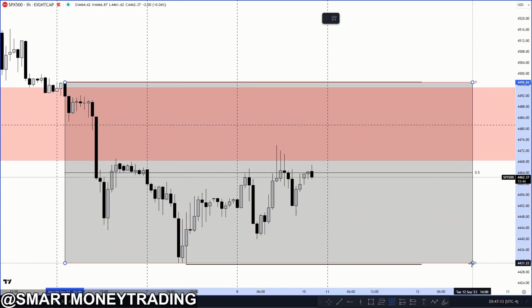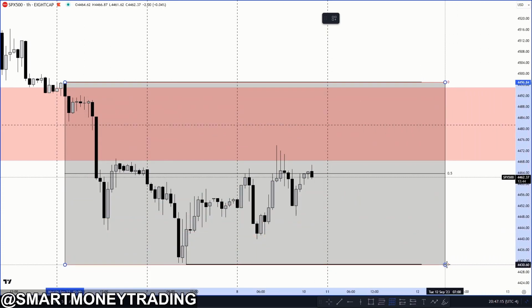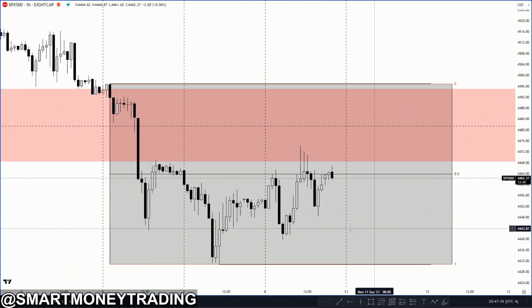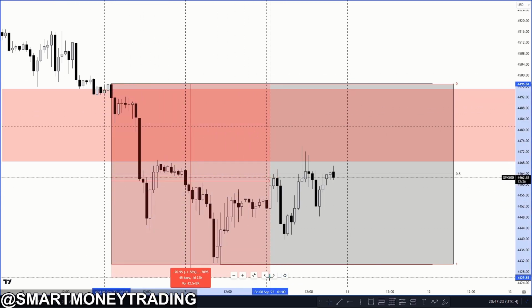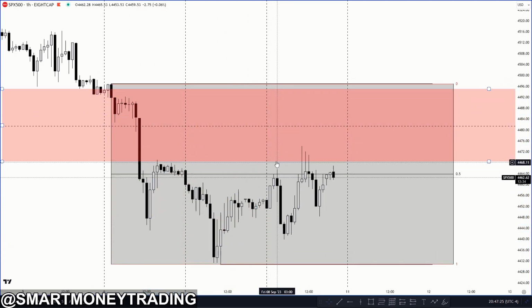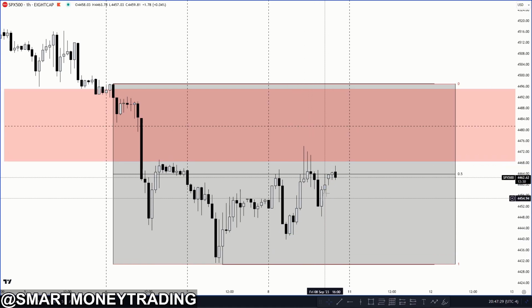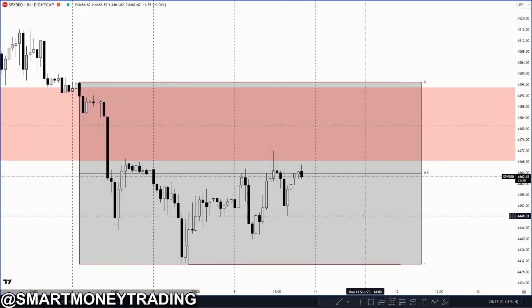Every time we get up to equilibrium, don't even look at the previous 2 days. You can see right here, every time we go up, we reject. Every time we go up, we reject. And now we're hitting it, and now we're rejecting. That's telling me that every time we come into a premium from the previous 3 days, we want to drop into a discount.